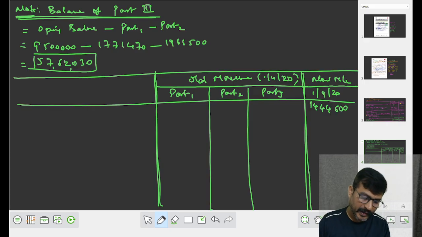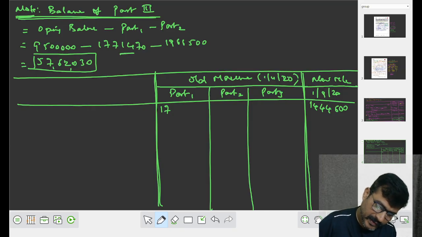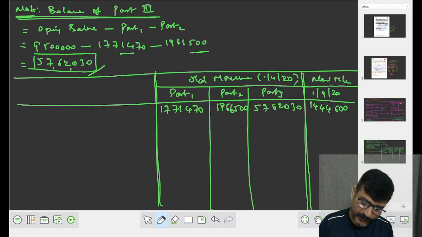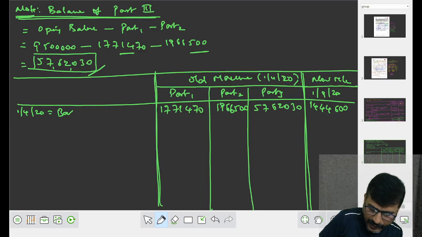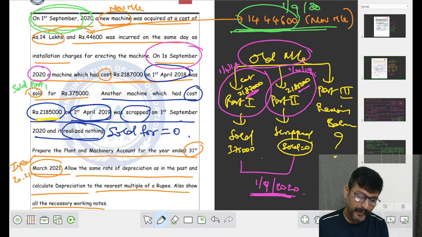14,44,600. What is a part of the first one? Part 1 balance, see, this is the balance, 17,71,470. Part 2 balance, 19,66,500. Part 3 balance, 57,62,030. Now, what I should write? 1st April 20, I have to write the balance.